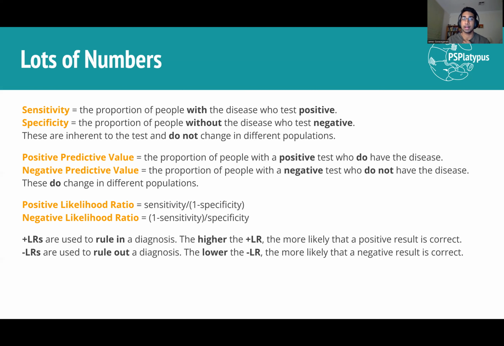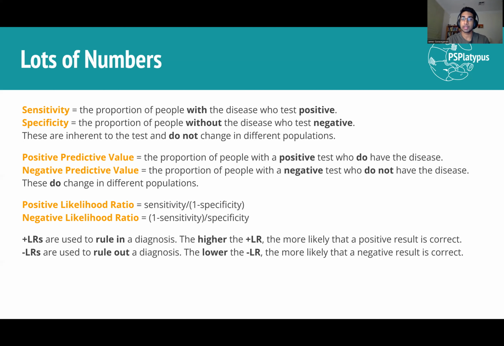Okay. So yeah, and we'll talk a little bit about how to remember which ones are inherent and which ones change with populations in just a sec. But suffice to say, sensitivity: if you have the disease, will you get picked up? Specificity: if you don't have it, will you avoid getting picked up?